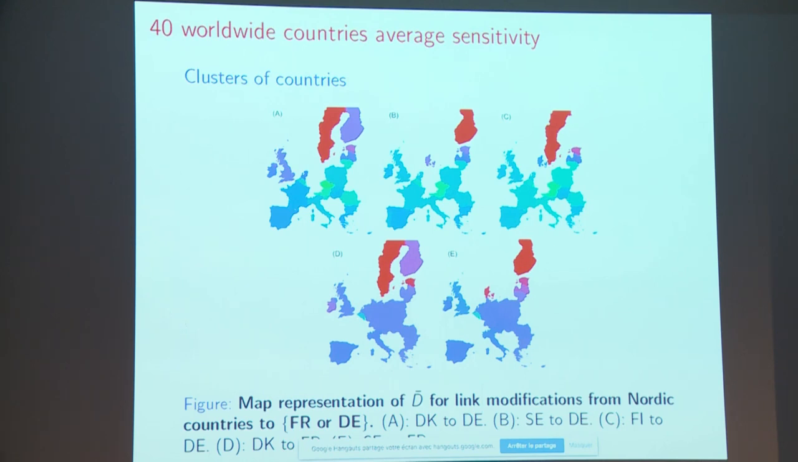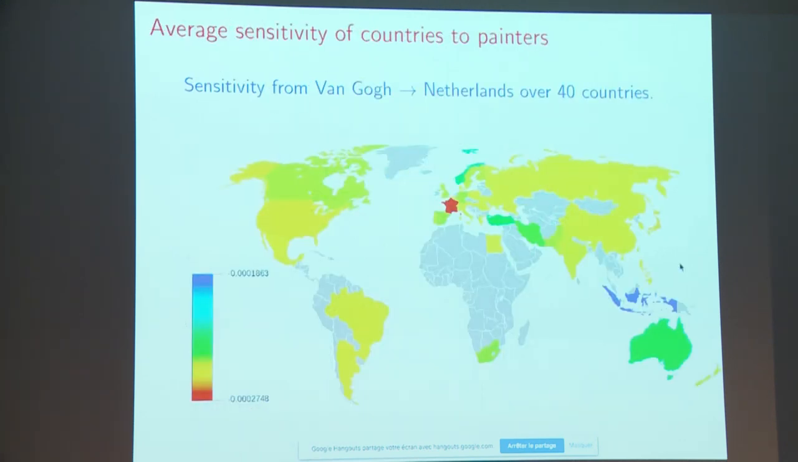So you see that every time one of these countries increases its relationships to an important European country, the other ones will suffer because they will reduce their cooperation with this country that is a bit leaving this cluster of countries. Then we have looked as well at the average sensitivity of countries to painters. So here we have calculated what would be the sensitivity of the 40 countries if you increase the relationships from Van Gogh to the Netherlands.